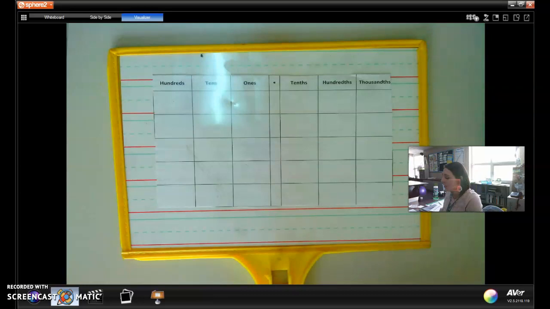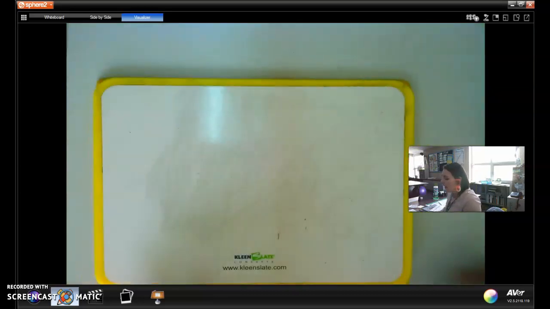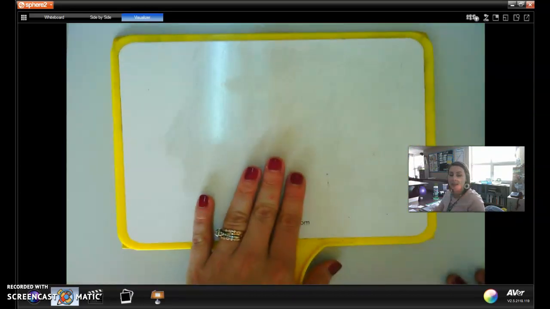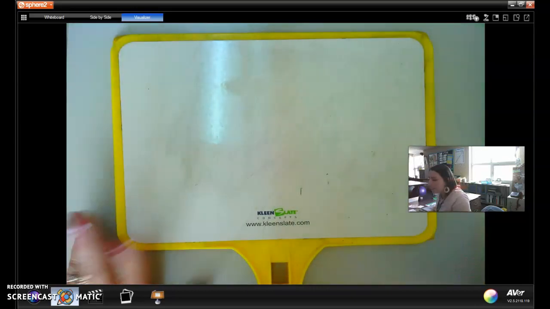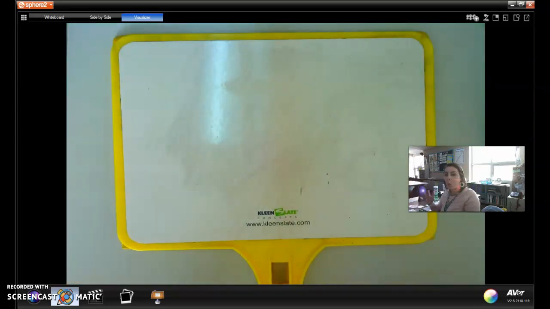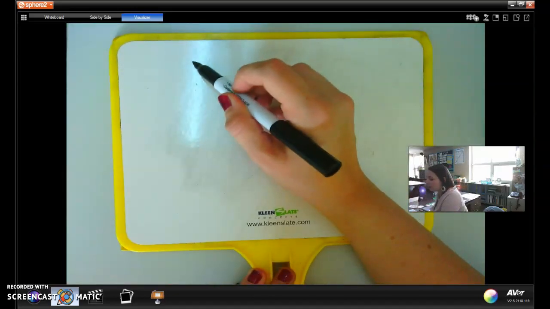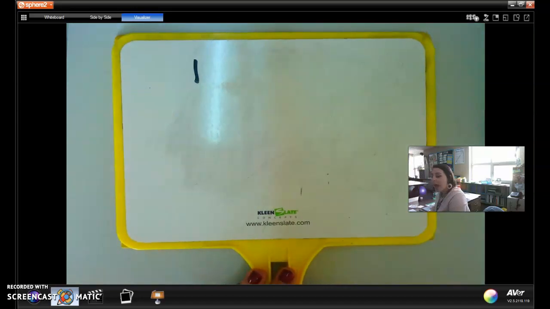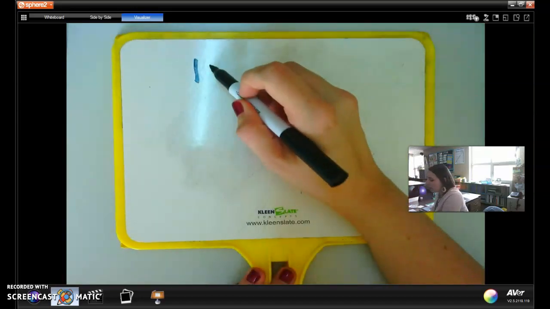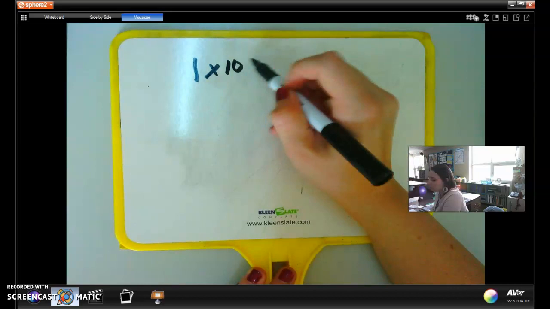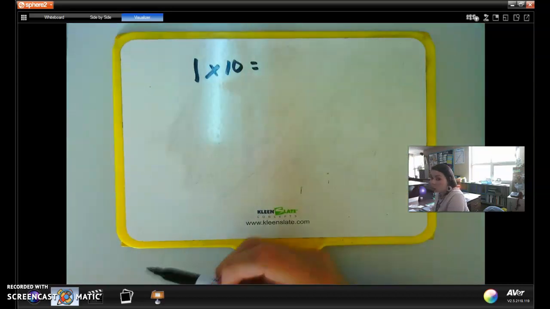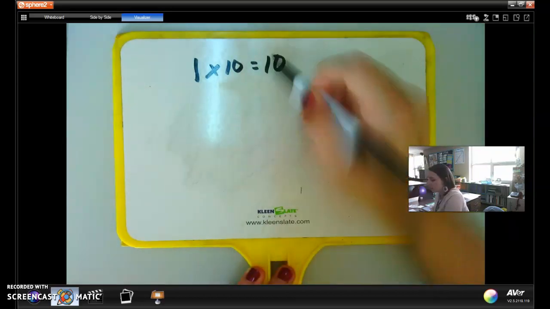So I'm going to start off on the opposite side of my clean slate, and I'm going to start off with just focusing on what it is that we're going to be learning about, and we're focusing on how when you move from different place values, you increase by a value of 10. So if I have, let's say, the number 1, and then I take 1 and I'm going to multiply it by 10. Well, 1 times 10 is 10.